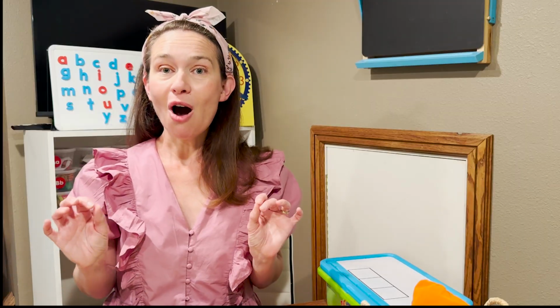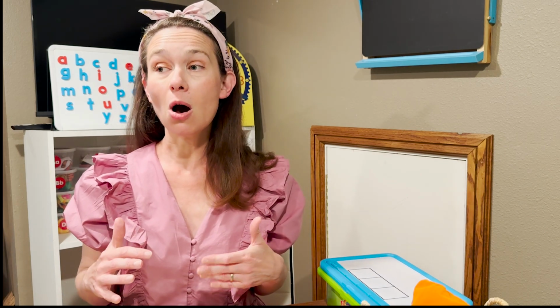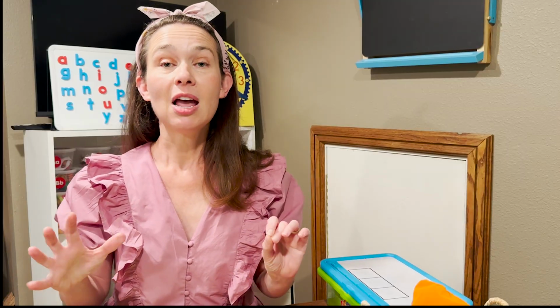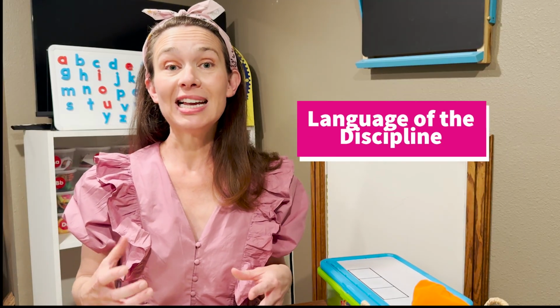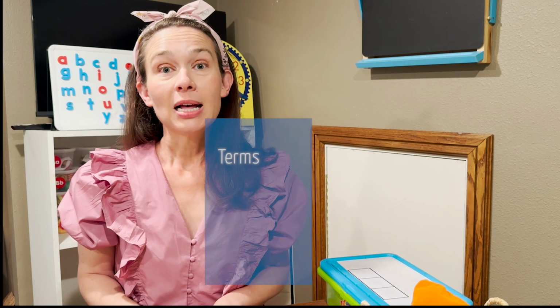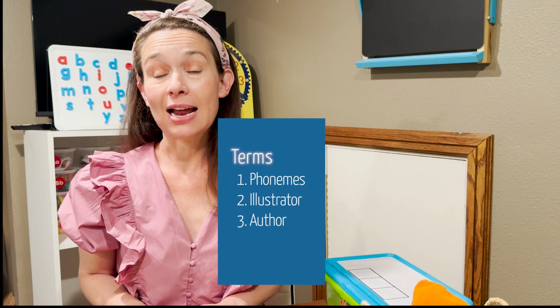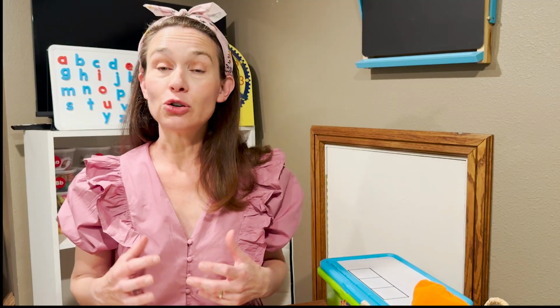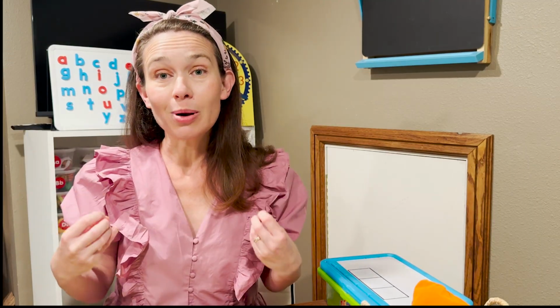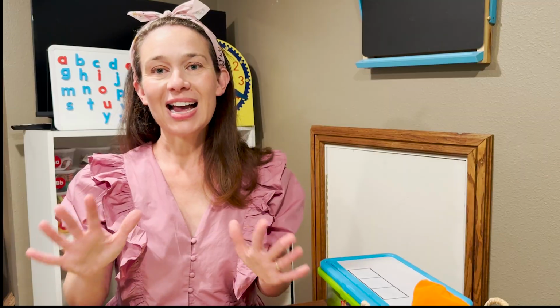It's something that you've probably already been doing and modeling for your child if you do read aloud to them without even knowing. But it's also very good to start using some of what we call language of the discipline. Language of the discipline are academic terms that we use in different areas of study. So for instance, in reading, we have different words that we use like phonemes or consonant blends, and illustrator, author, all of these things are terms and phrases that we use. It's very good to start introducing them to our children because they will absorb this vocabulary and it will make their literacy journey and their academic journey much easier as they go along.